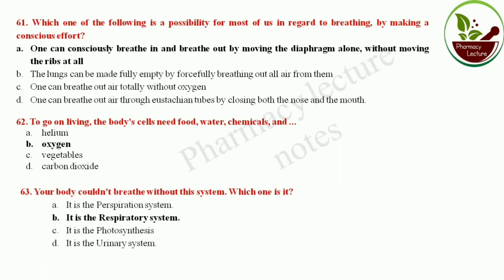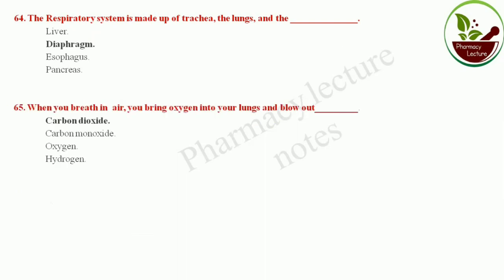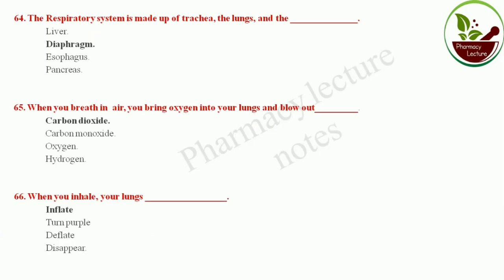Your body cannot breathe without this system. That means without the respiratory system. The respiratory system is made up of the trachea, lungs and diaphragm. Can you breathe air? You bring oxygen into your lungs and blow out carbon dioxide. When you inhale, your lungs inflate.